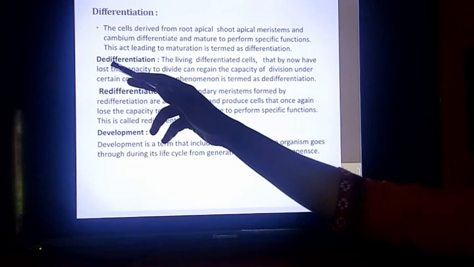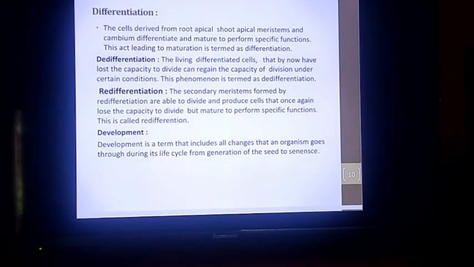Some of the meristematic cells get mature and perform a particular function. So, those types of cells are called differentiated. This type of phenomenon is called differentiation. And next, another one is de-differentiation.